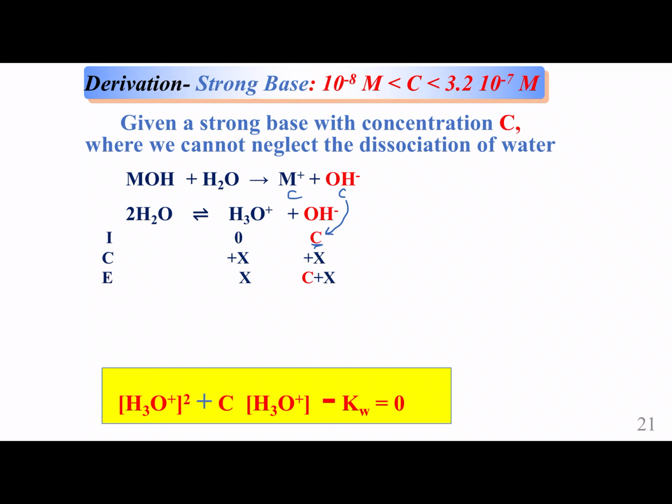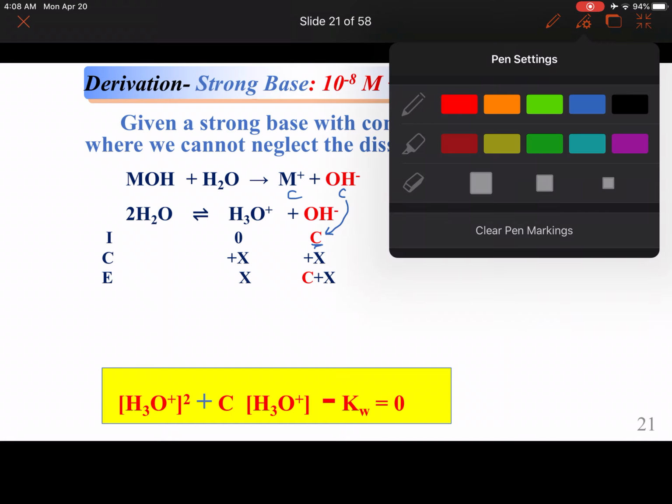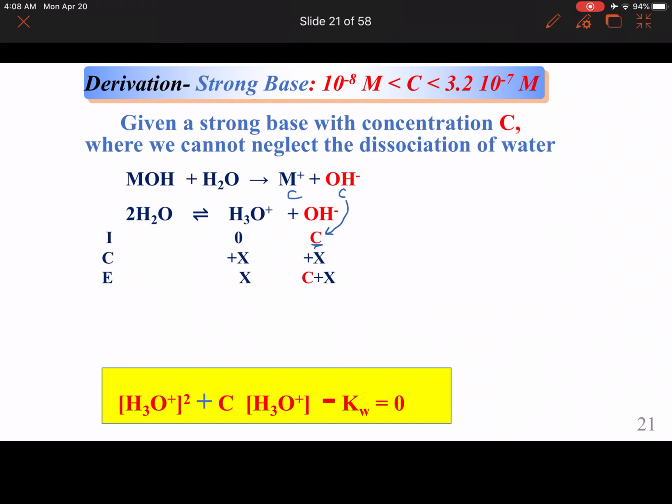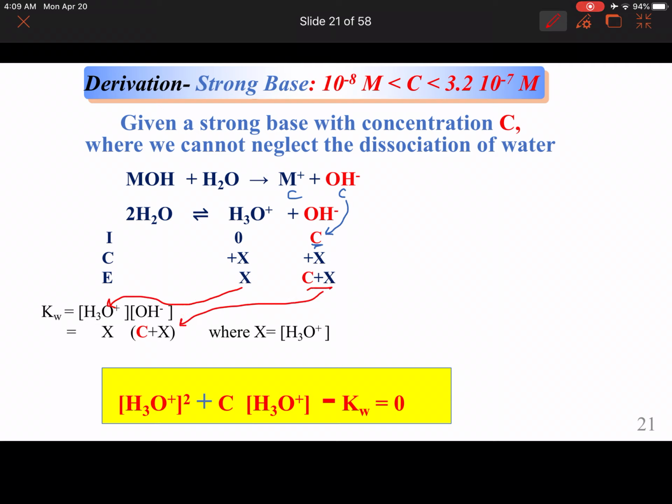The water starts to dissociate, and finally Kw will be H3O plus times OH minus, and instead of H3O plus, I simply have X, and for the OH minus, now I have C plus X. I really like this because for me it's very logical. How much H3O plus do I get? It's only from water. What's the OH minus? It's from the water and from the base. Very simple, very easy to think about.